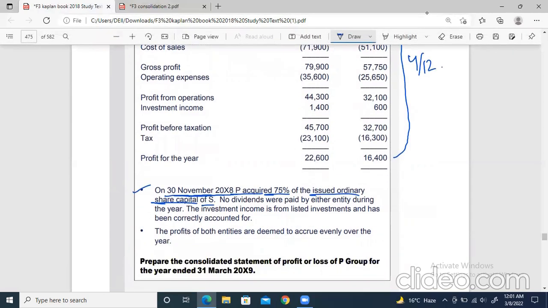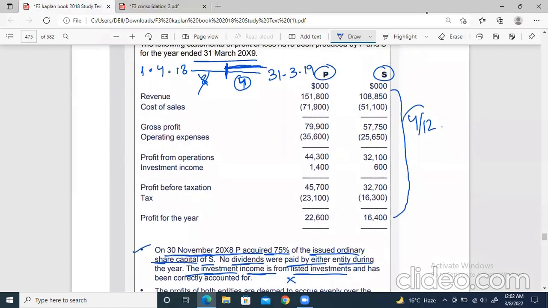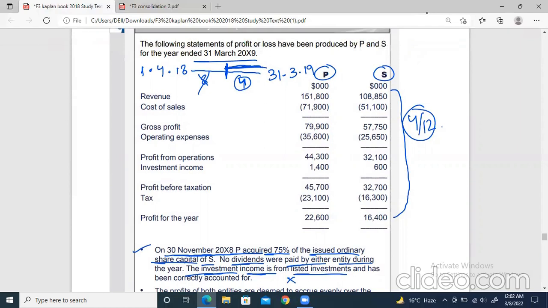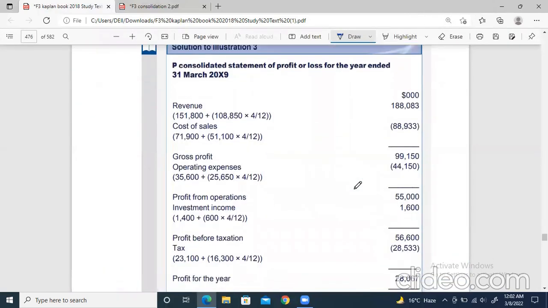Now let's read further. No dividends were paid by either entity. It doesn't matter. The investment income is from listed investment. Again, this is an advanced thing, just leave this. The profit of both entities is deemed to accrue evenly. So that means we are given the permission of doing this pro rata basis, that is to charge the subsidiary items evenly, to basically apportion them on a months basis, right? Now you can see over here, it has done the same.